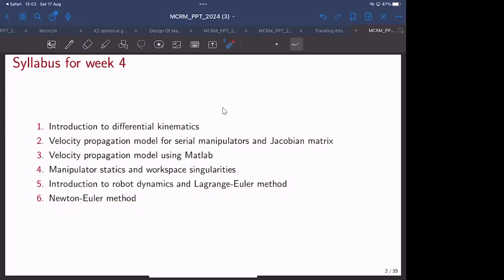So the main idea of this tutorial is to assist you, or to give you practice to solve questions for quiz 4. The syllabus for quiz 4 would be topics from points 1 to 4. And the dynamics, that is points 5 to 6, would be saved for next week, right? So we'll look in more detail at the dynamics during next week's tutorial session.